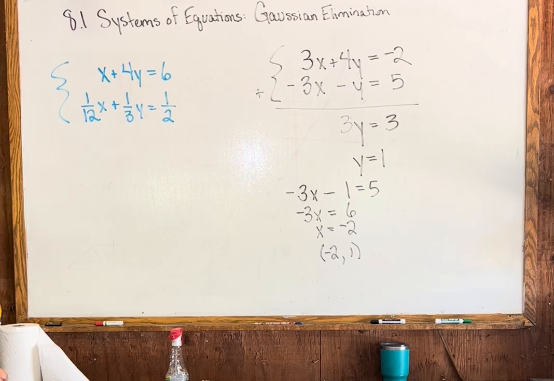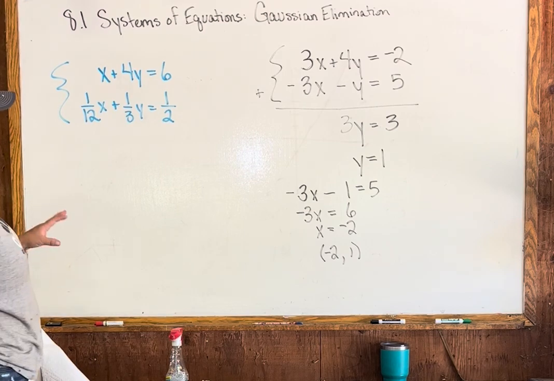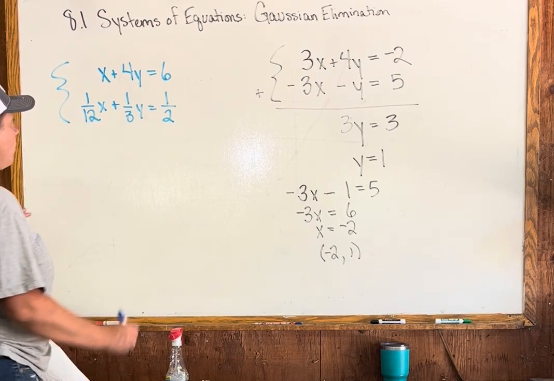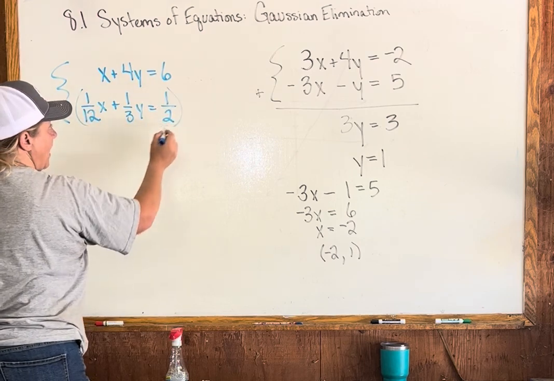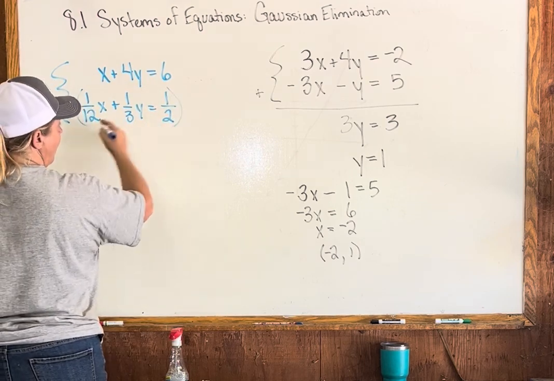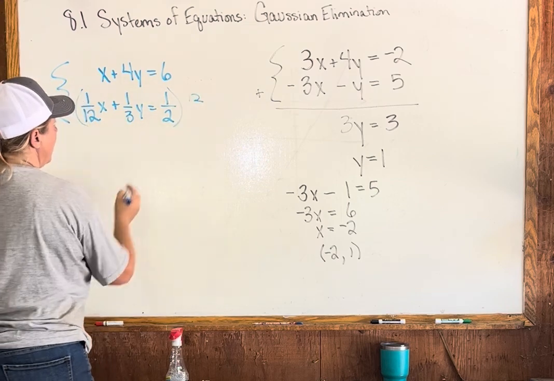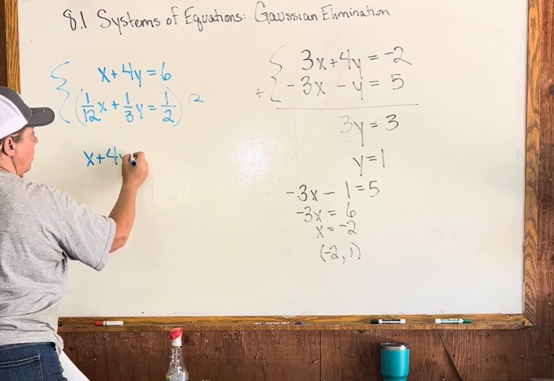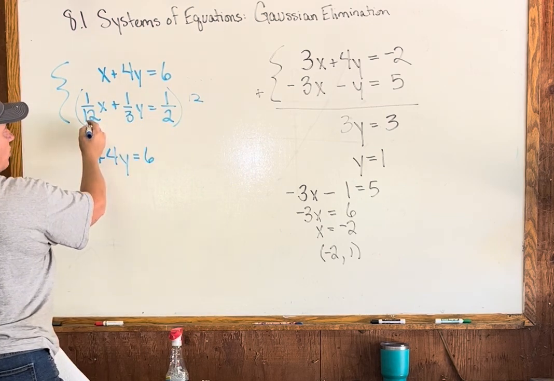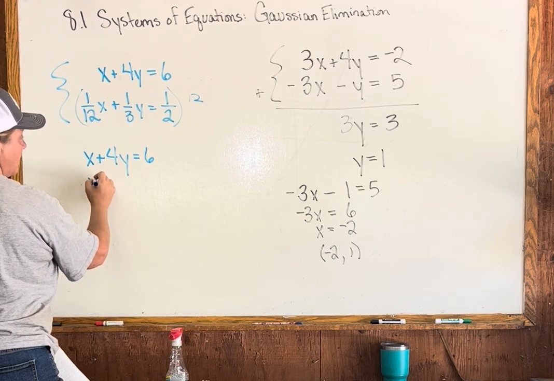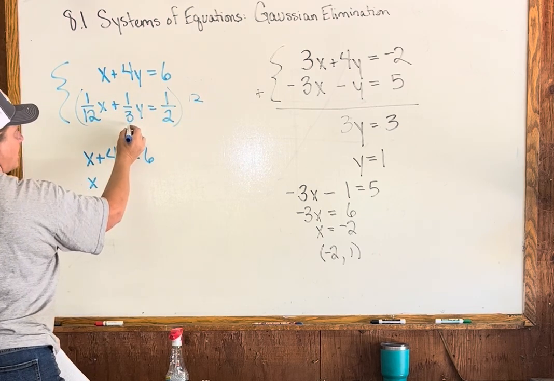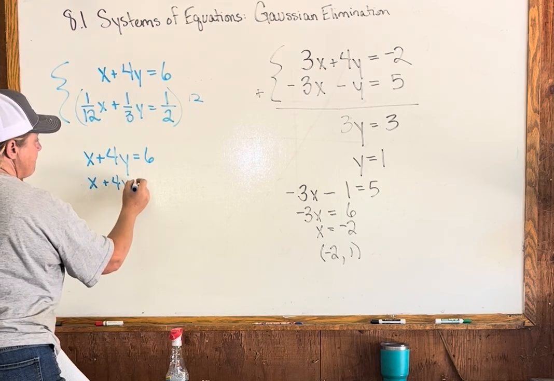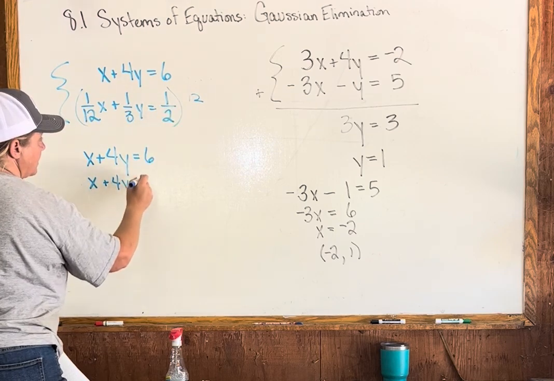Okay, so if we've got a situation like this one going on, and we want to try to use this Gaussian elimination, first thing we want to do is get rid of the fractions. And the way we can do that is just by multiplying the whole equation by the common denominator, which would be 12. Now the top equation isn't going to change, so it's still going to have the x plus 4y equals 6. But as we multiply through by 12, the 12 will cancel here and leave us an x. It's going to cancel here, 12, and leave us a 4y. And then it's going to cancel here, and it's going to leave us a 6.